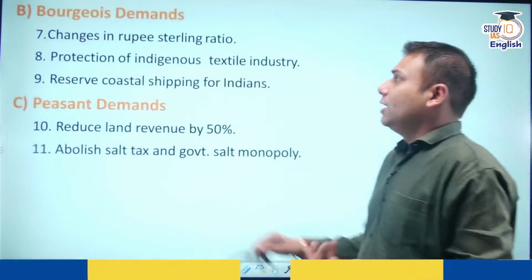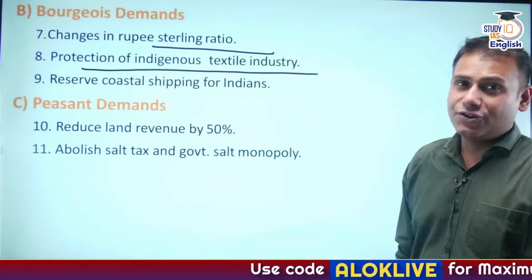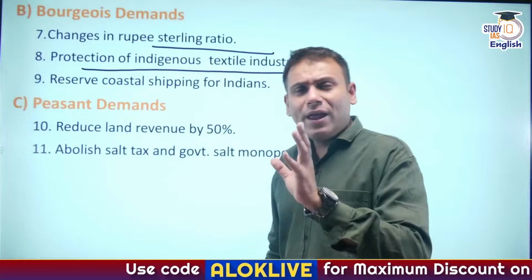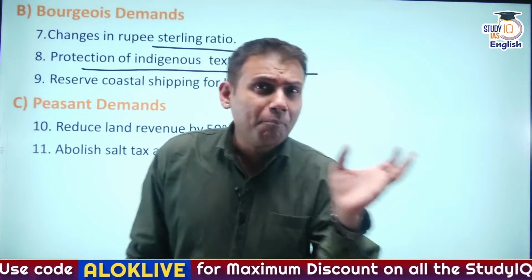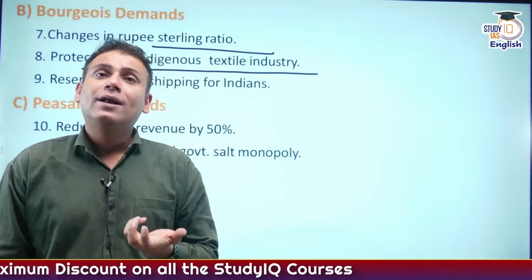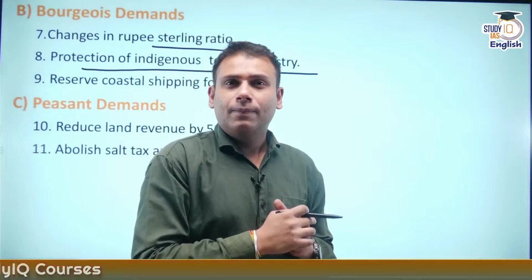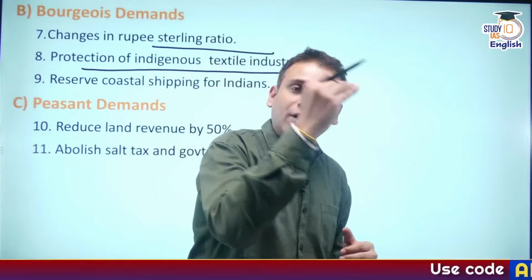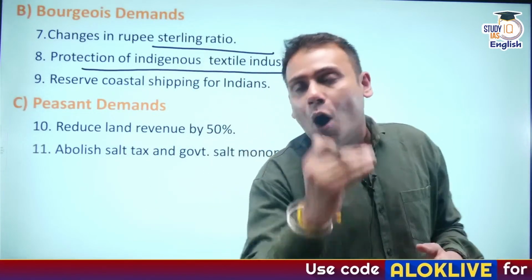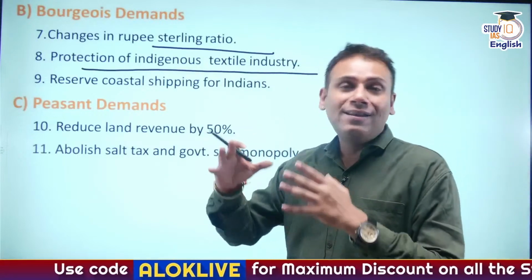Apart from this, changes in the rupee-sterling ratio, protection of the indigenous textile industry. Guys, if you remember, as a part of the economic impact of British rule in India, we had studied one concept, and that is called deindustrialization of Indian industries. How in a very methodological, very systematic manner, Britishers paralyzed our rural industry.